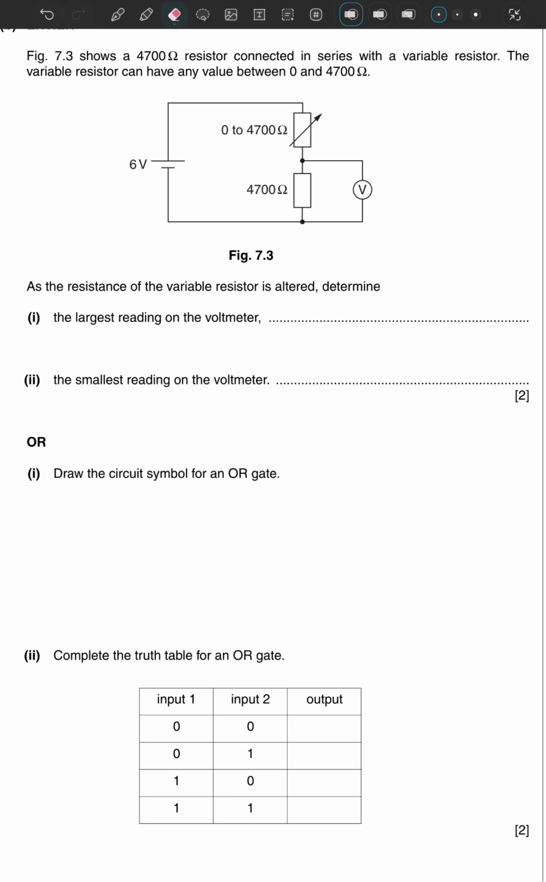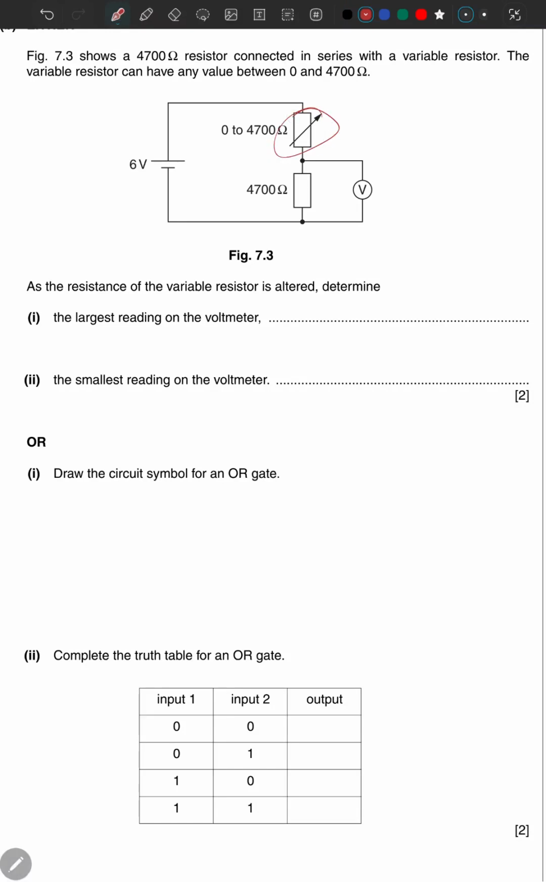The question says figure 7.3 shows a 4700 ohm resistor connected in series with a variable resistor. The variable resistor can have any value between 0 and 4700 ohms. I think you can see from the diagram clearly.